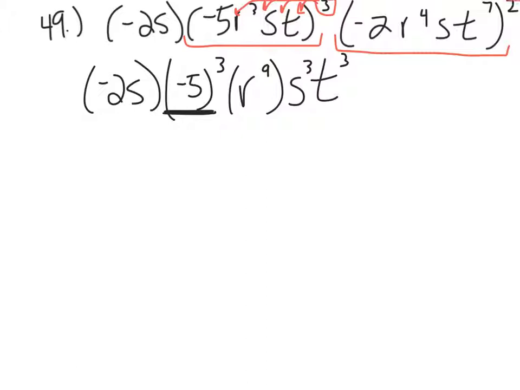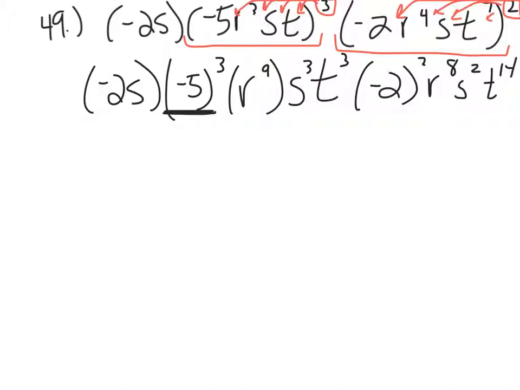Now I'm going to take the power of 2 and give it to everything inside of the parentheses. So I'm left with, and again, I'm going to use parentheses around negative 2 to really emphasize the fact that negative 2 is my base. Negative 2 squared, r to the 8th, 4 times 2 is 8, s to the second, t to the 14th. And again, I attain these by distributing but not distributing the 2 to everything inside of the parentheses. And anytime I have the power to a power, I multiply.